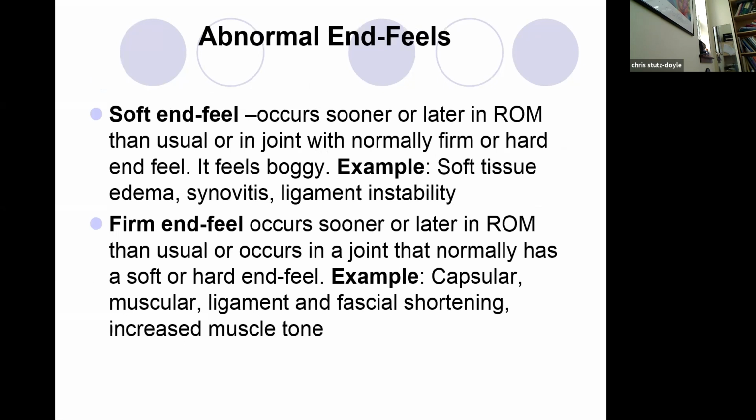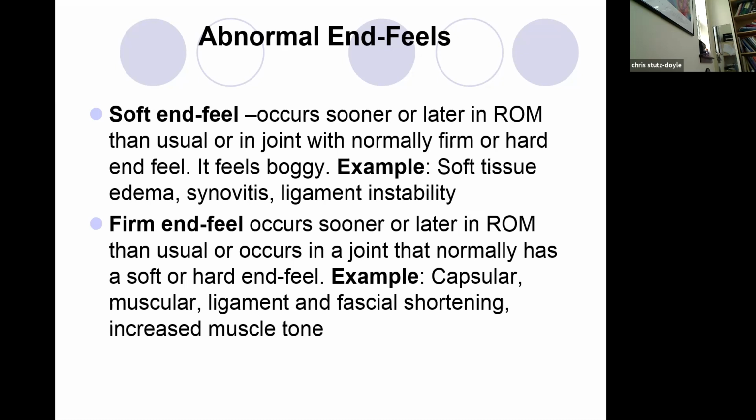Abnormal end feels. Soft end feel occurs sooner or later, and you'll see this for every one of these, sooner or later in the range of motion than usual in a joint with a normally firm or hard end feel. It feels boggy. When we talk about something that's boggy, we say it's edematous. Soft tissue edema, synovitis, ligament instability. That's when you have a soft end feel.